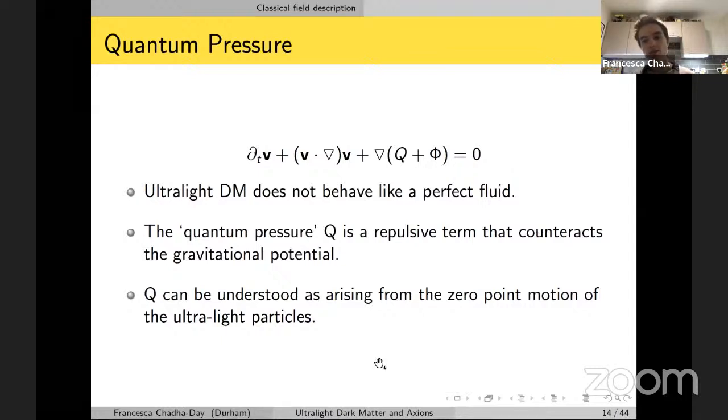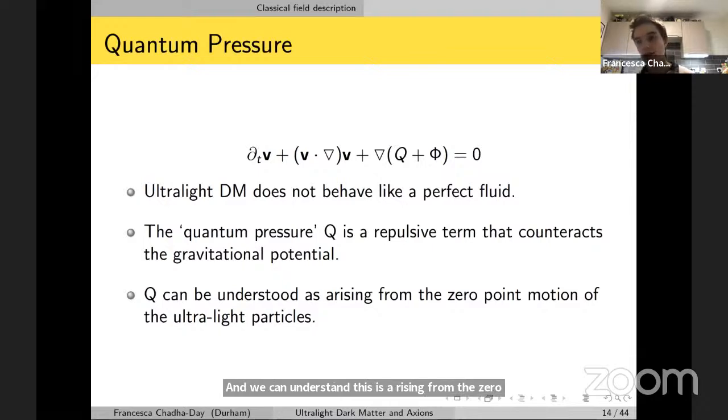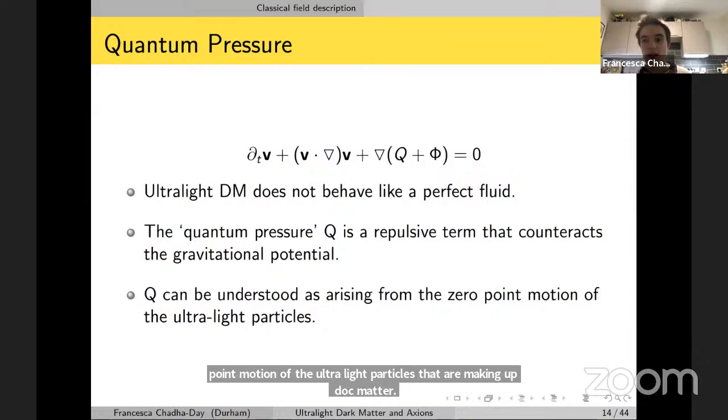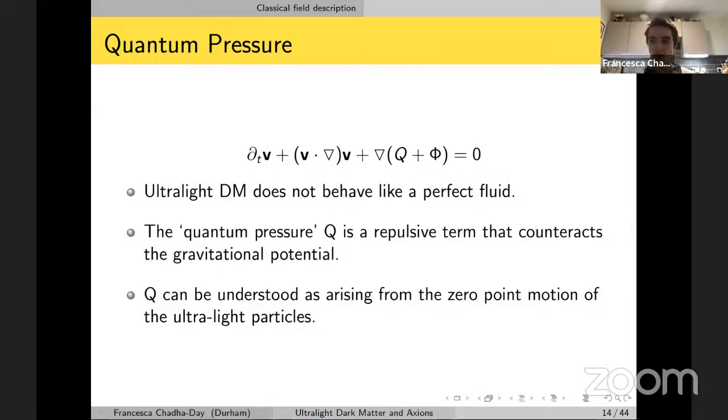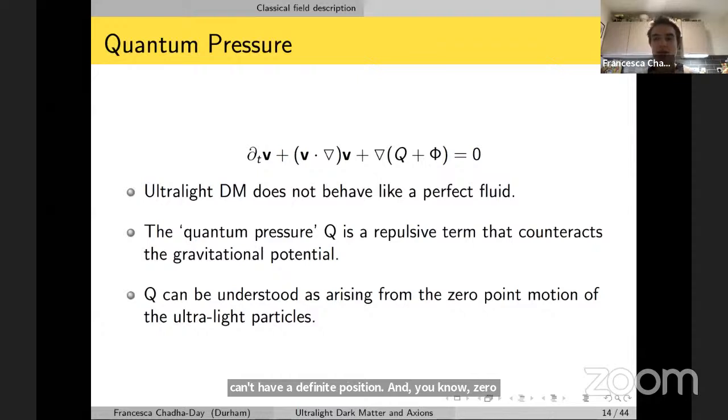And we can understand this as arising from the zero-point motion of the ultralight particles that are making up dark matter. These very light particles are, of course, quantum particles, which means that they must obey the uncertainty principle. So they can't have a definite position and zero momentum, which would be a definite momentum, at the same time. They have to have some zero-point motion when they're moving around. And it's this zero-point motion that we can think of as counteracting the gravitational potential that would tend to make them all just be still and in one place.